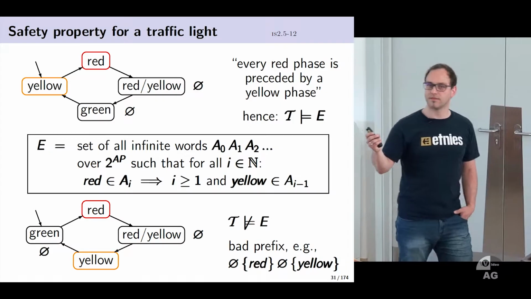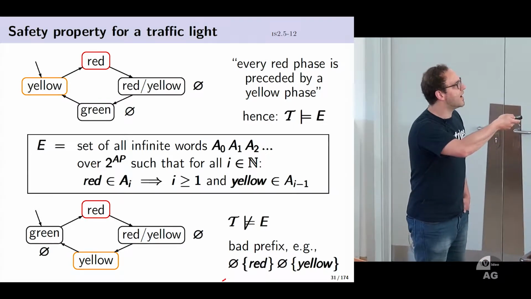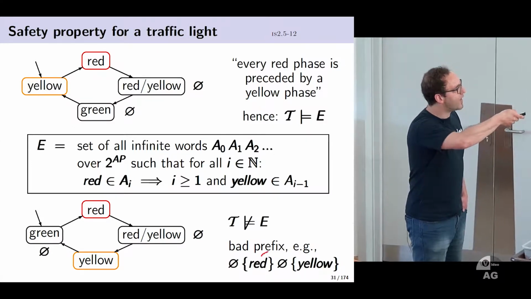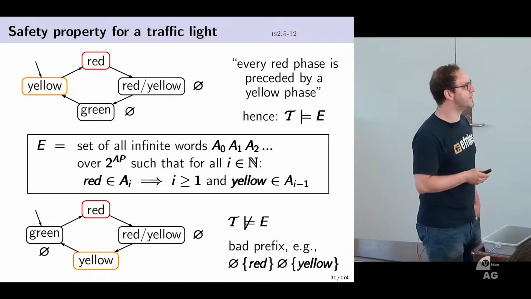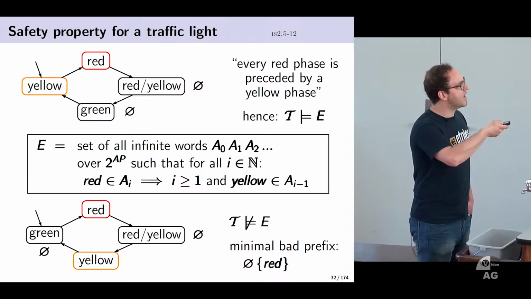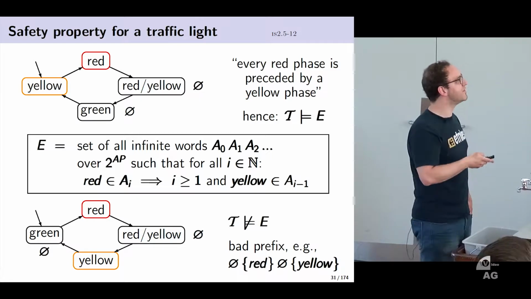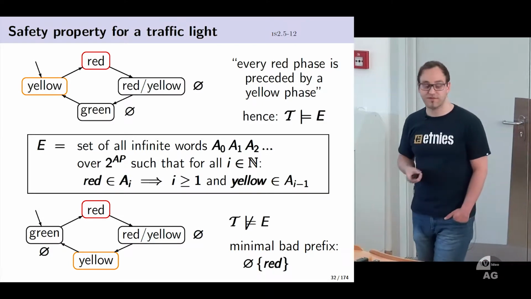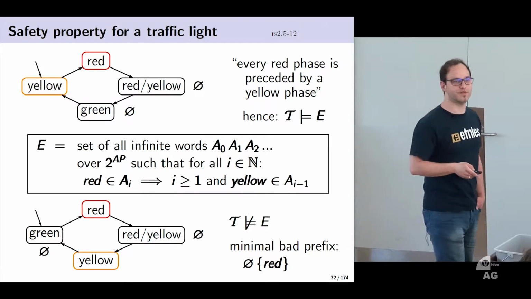Is that clear? Okay, I see a few nodding heads. But obviously you can say, why are we only saying that we know at this point? Actually, we know much earlier, right? We know after reading this red here that the trace will not be in the property. And this is exactly what a minimal bad prefix is, right? So a bad prefix is, for example, this. Also, if you cut off here, it is also going to be a bad prefix. But one of the minimal bad prefixes is the prefix empty set followed by red. Because no matter how you extend it, it's never going to be in the property again.